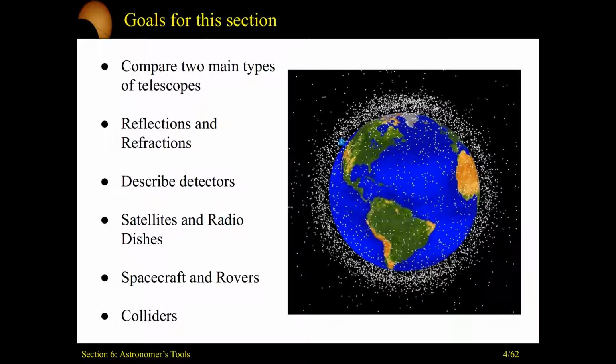As always, we'll talk about all the satellites. Every dot here represents something that we have launched into space. And then speaking of space, we'll talk about the different crafts, rovers, and a little bit about colliders. What can we learn by particle colliders?